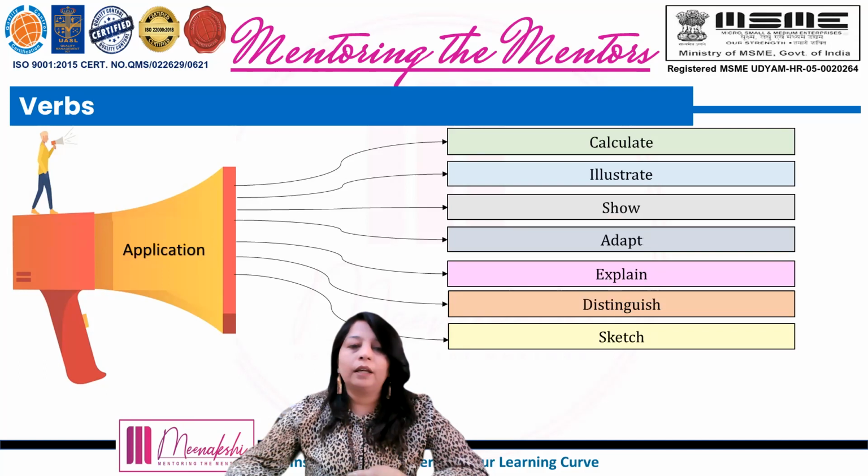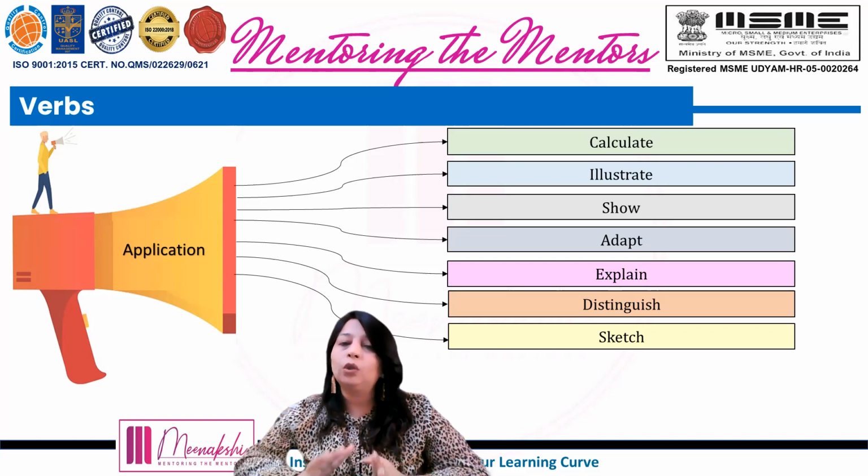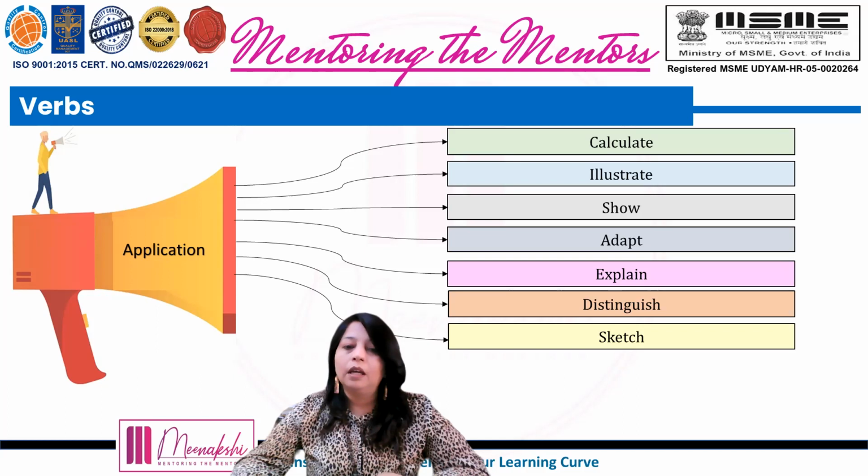So, my dear educators, moving ahead to the application level, there are a few verbs given like calculate, illustrate, show, adapt, explain, distinguish, and sketch. So, this will comprise 22% of the paper, right?